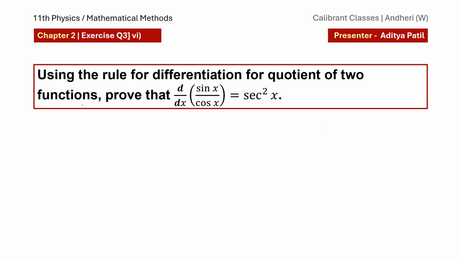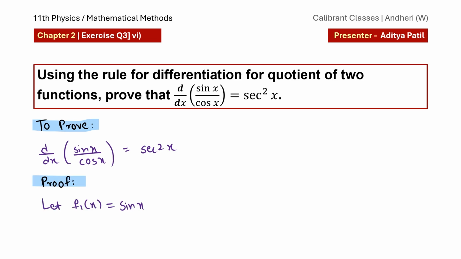When we were studying the properties of differentiation, we learned a rule which we will look at in some time in this video. So we have to use that particular formula or rule to prove this question. So let's get started with the question. First, let us write what we have to prove: the derivative of sin x upon cos x is equal to sec square x. Let's start with the proof.